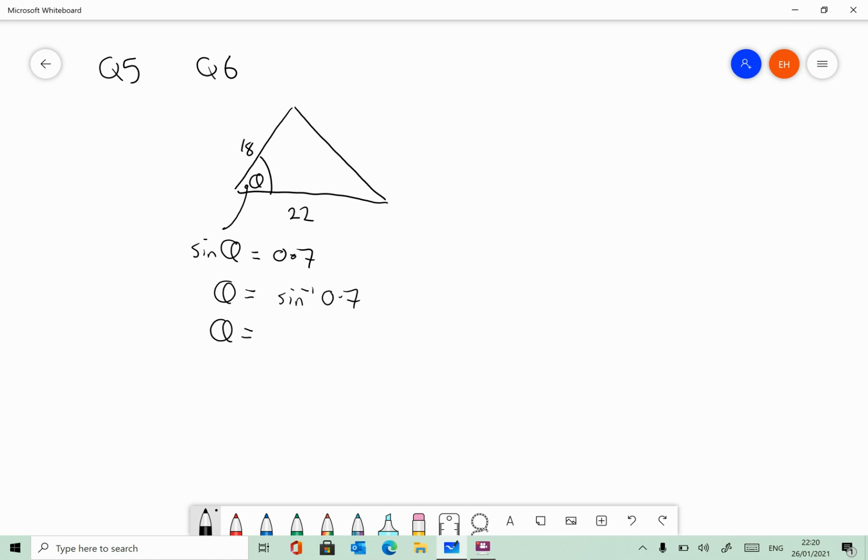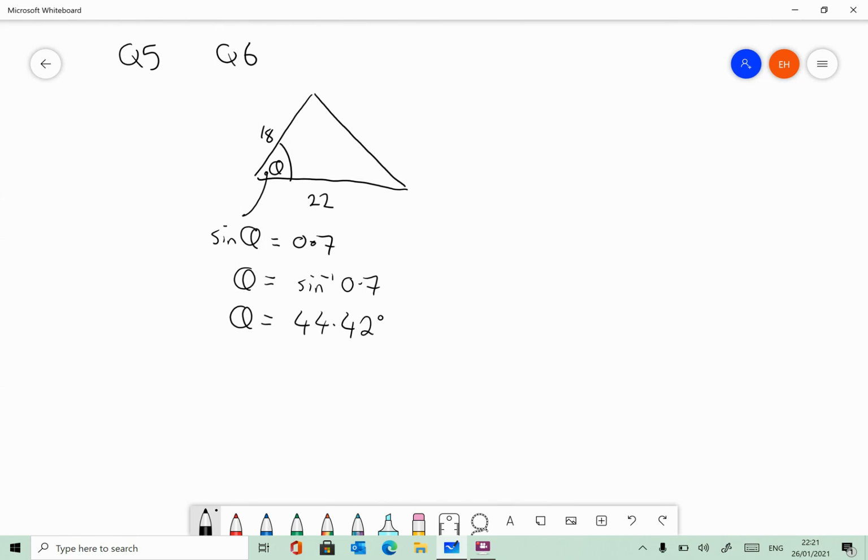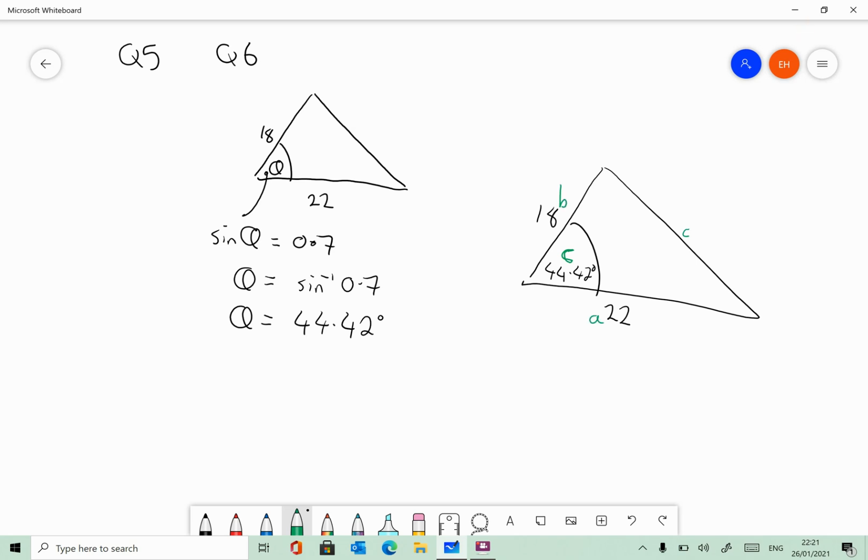So theta must equal 44.42 degrees. So that's the size of the angle. So we now kind of have all our facts. So I might just draw that triangle out again. That's 18, that's 22, and then we have 44.42 degrees in there. And now we should label up our diagram. A half AB sine C, so therefore the angle gets called C, which means that's side C, and that's A, and that's B.